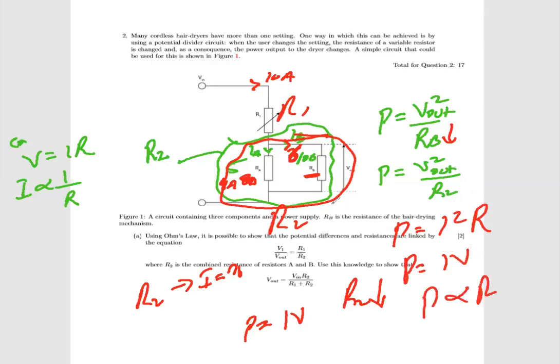So if I decrease R1, then the power dissipated in this resistor will decrease. If I decrease R2, then the power dissipated in this resistor will decrease. So here R2 gets decreased, then P will also decrease. And P is equal to IV, so P is directly proportional to V. So if RB gets decreased, then V out will also decrease. So if V out decreases, then the power dissipated in this whole resistor will also decrease.